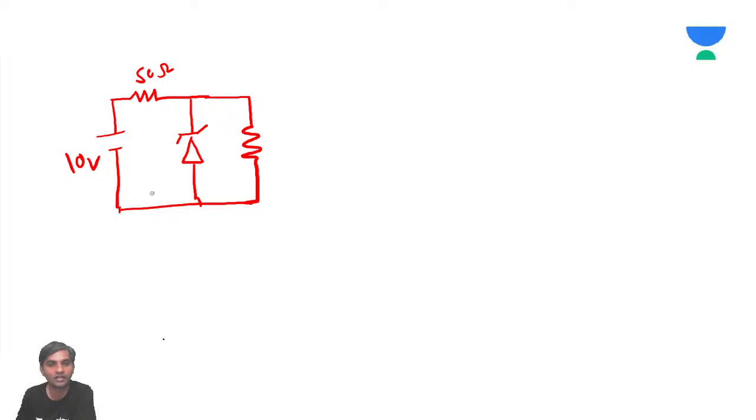Whenever the voltage drop across this R should not fall below 6 volts, it means this Zener voltage is there. So here you have 6 volts. And here you have 10 volts. And the current flowing through this is I. So how will we calculate the current?